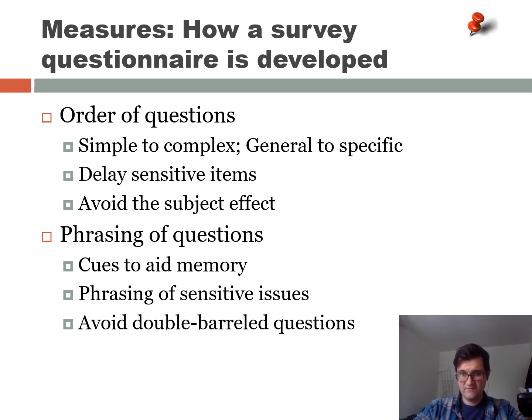We want to always avoid the subject effect, and do our best to avoid the experimenter effect. We don't want to influence people, and we don't want to provoke reaction. We just want to get their honest opinions about the questions that we're asking. Partially, we do this through ensuring anonymity or confidentiality at the very least. We want to use phrasing that helps in questions, like cues to stage the memory and set the time frame.